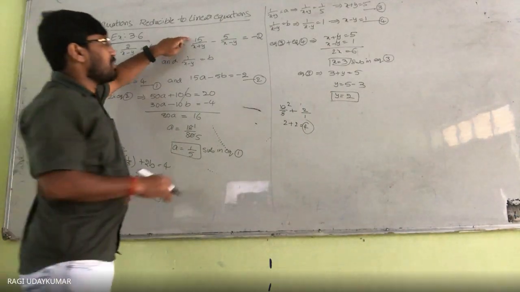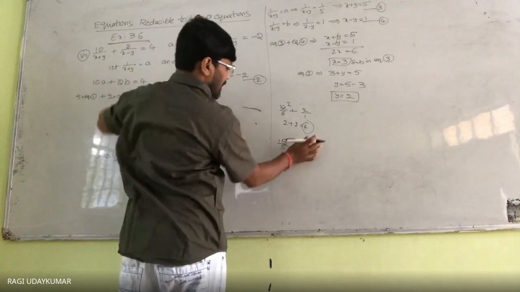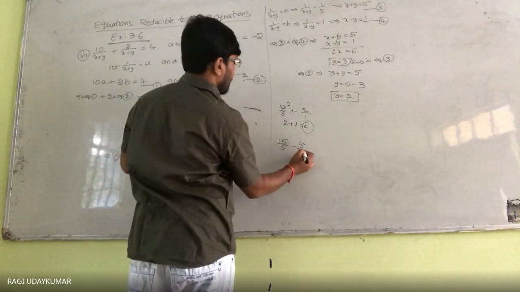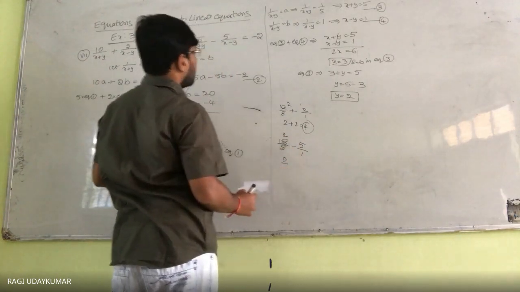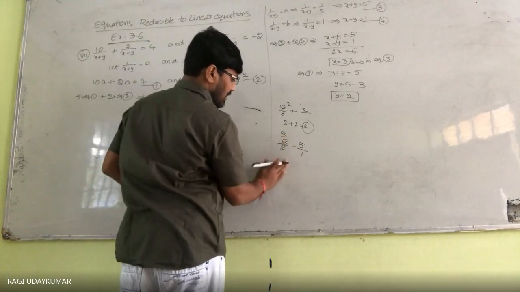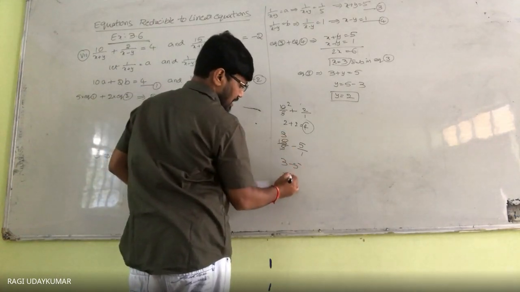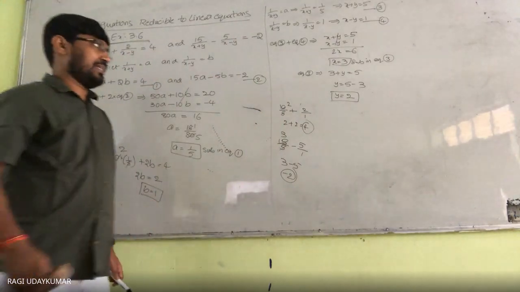Next, 15 by 5 minus 5 by 1. So 5 ones are 5, 5 threes are 15. 3 minus 5 is minus 2. We are going to get minus 2. Yes, this solution is right.